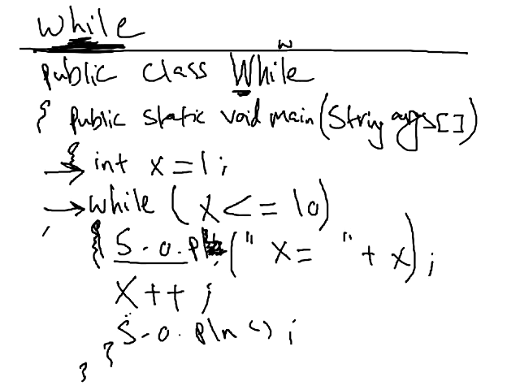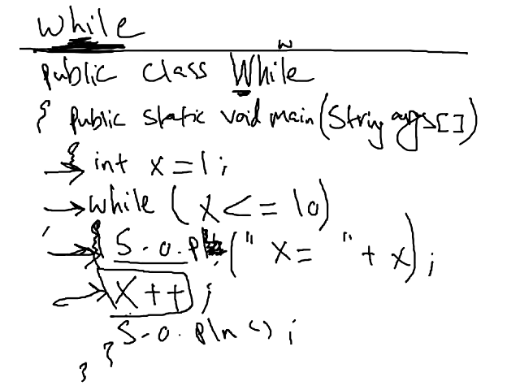X equals 1. Fine. It will move to the next line. It's saying while x is less than or equal to 10, do the following. Now this is okay. This is just a message to print for the user. Then x plus plus.